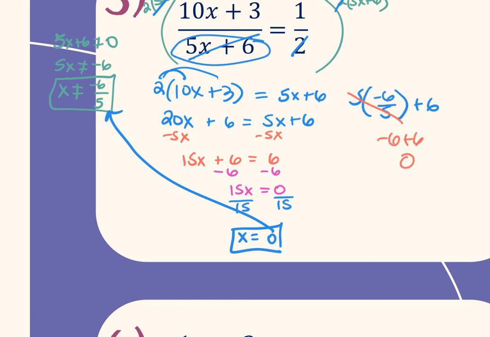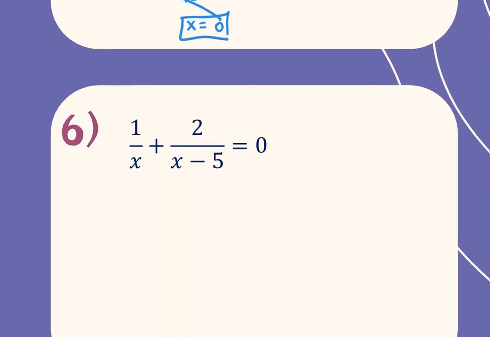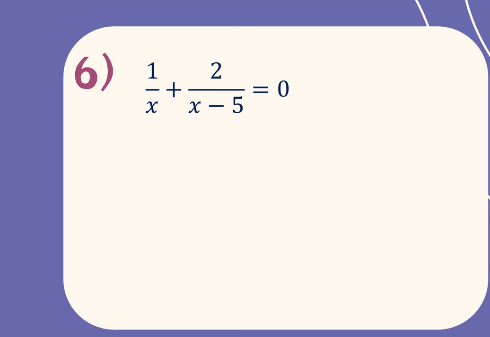All right, go to 6. Do I have a variable in the denominator? Yes, and they're two different expressions this time, so I have to set them both not equal to 0. So x cannot equal 0. That's one restriction. And x minus 5 cannot equal 0, so x can also not equal 5. So my restriction is that it can't equal 0 and it can't equal 5. After I solve it, if I get either one of those answers, I can't keep them.